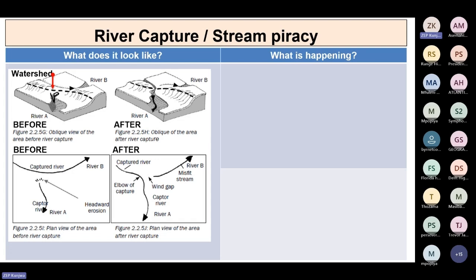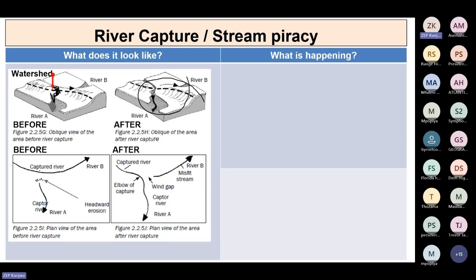So as the river is digging deep, in between the rocks in the watershed, there must be a softer area. There must be a softer land where the river is going to be able to consume or break down and erode, and then it can cross over to meet river B there. So that is what you see after that process has happened.